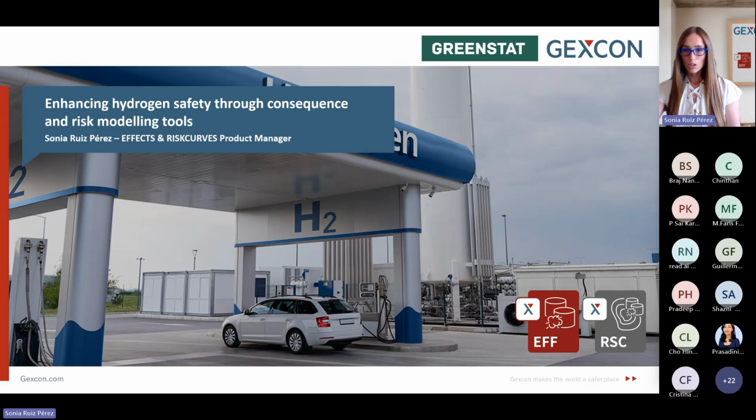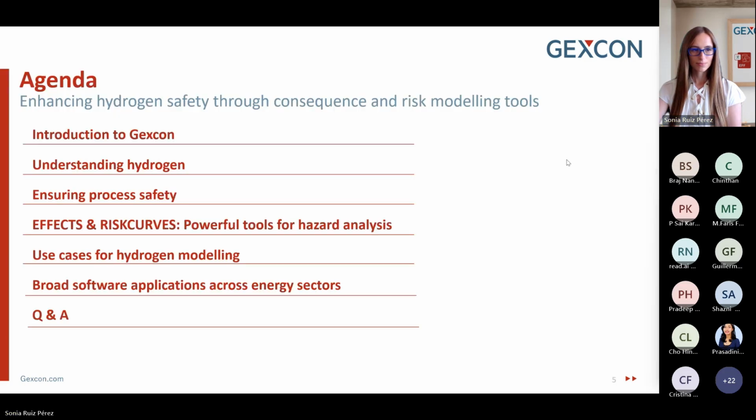During this session, I will also introduce you to the software tools, Effects and Risk Curves, and demonstrate how they can support hydrogen safety through precise hazard and risk analysis. So if we take a look at our agenda for today's session, I will start with providing a brief overview of Gexcon and explain a little bit about how our solutions align with safety needs.